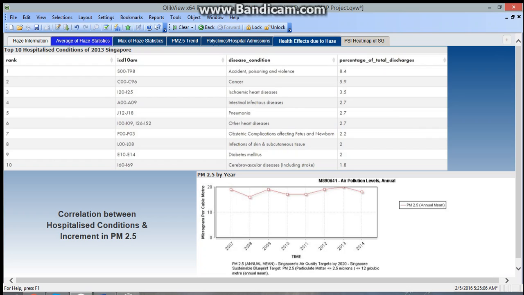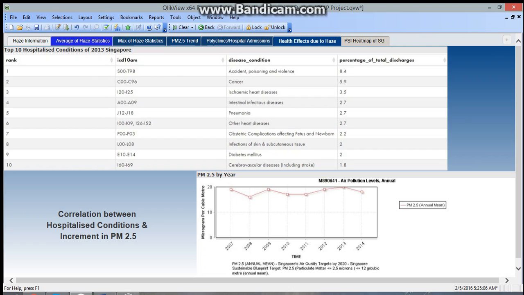Ischemic is just another name for coronary heart disease, while other heart diseases would comprise heart attack, asthma, chronic respiratory failure, or chronic respiratory attack whatsoever. All of these are short-term and long-term effects of the haze, or basically of breathing in too many air pollutants such as PM10 and PM2.5.